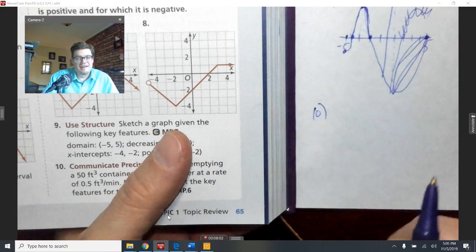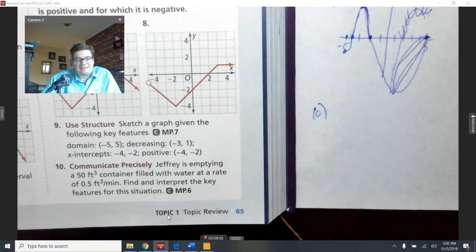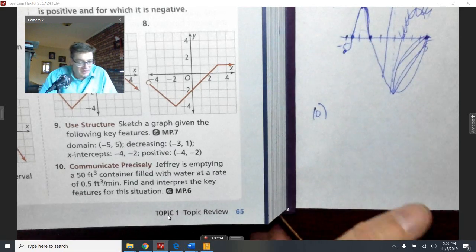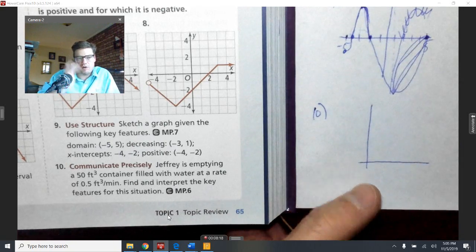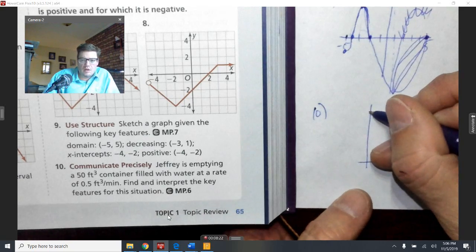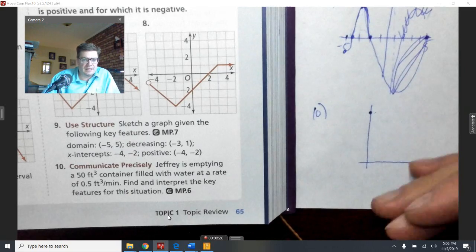Number 10. Jeffrey is emptying a 50 cubic foot container filled with water at a rate of 0.5 cubic feet per minute. Find and interpret the key features of the situation. Well, there's all kinds of key features, right? Let's graph what's happening. And we practiced this for a couple days on Desmos, where we start off with a container full.